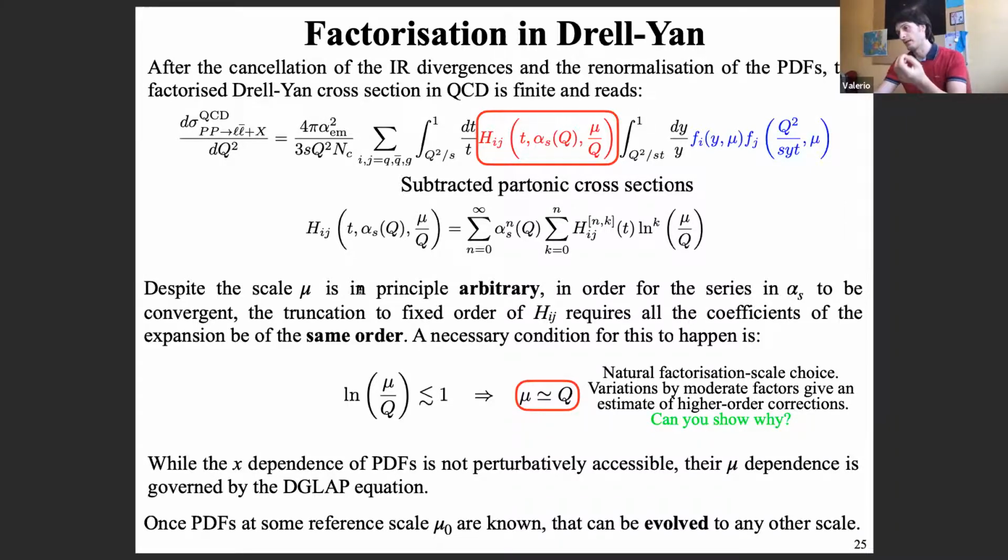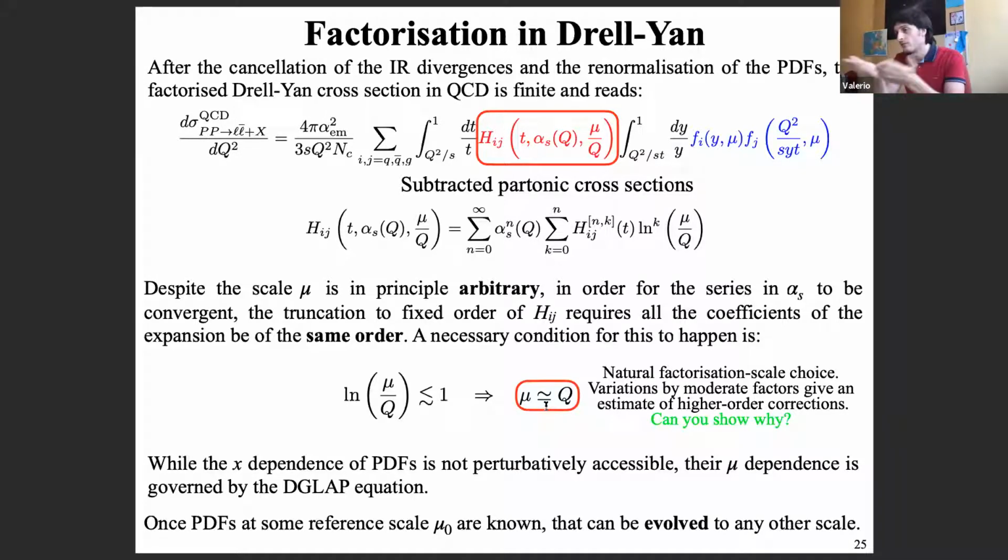But actually, since we are working at finite order in perturbation theory, in order for this truncated series to be convergent, we want each single coefficient of this series to be of order one, because otherwise the series wouldn't be convergent. A necessary condition, though not necessarily sufficient, is that all these logs are of order one. They cannot be large. Of course, this tells us immediately that the factorization scale has to be of the order of the invariant mass Q. So this is a way of seeing that the natural choice for mu is Q.